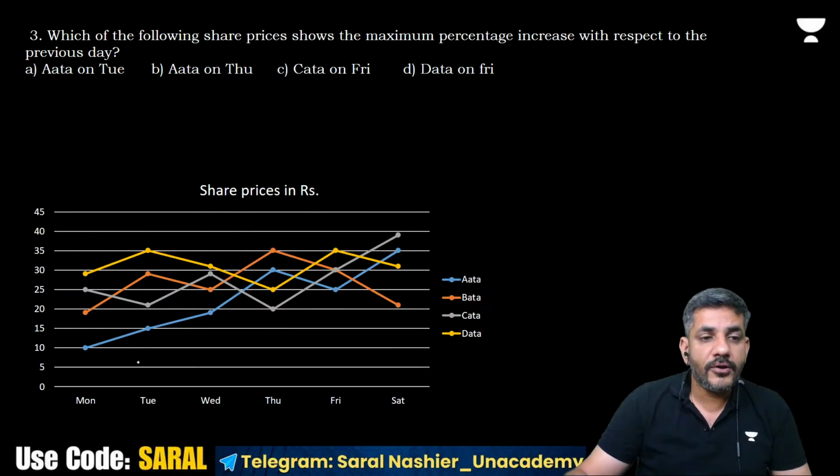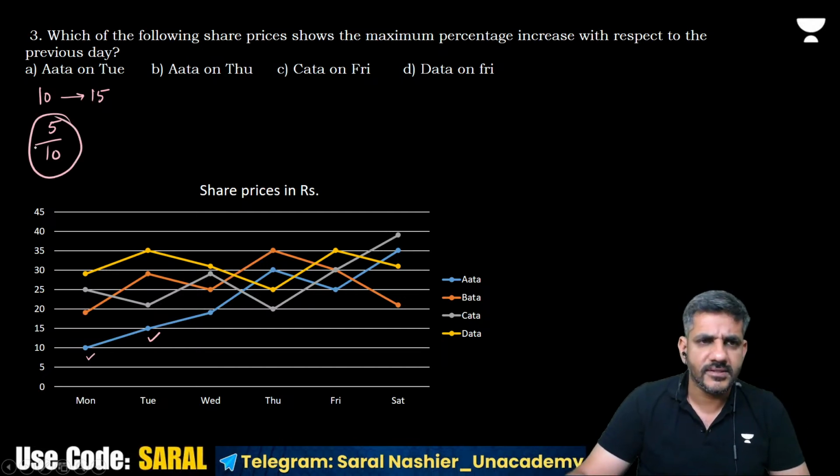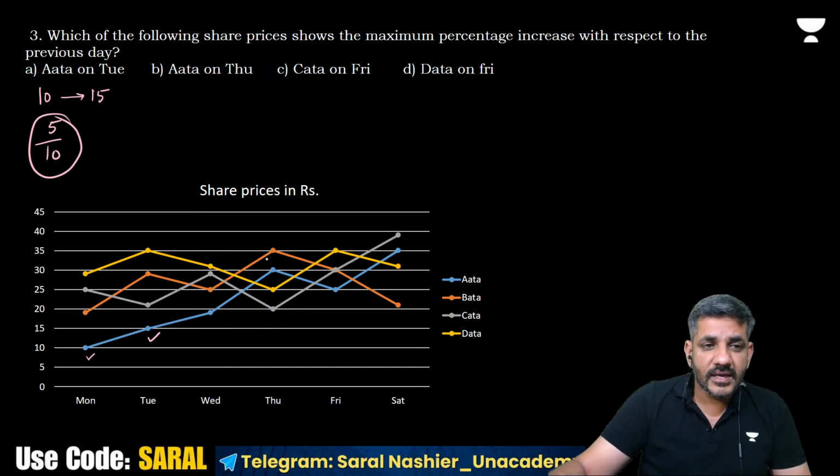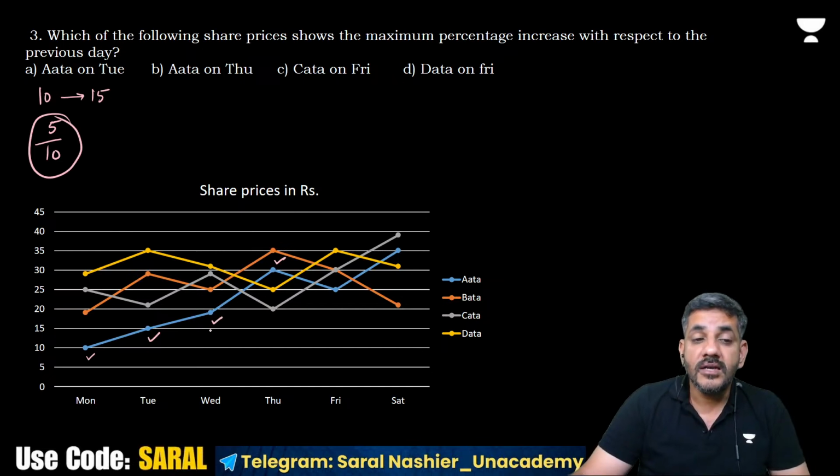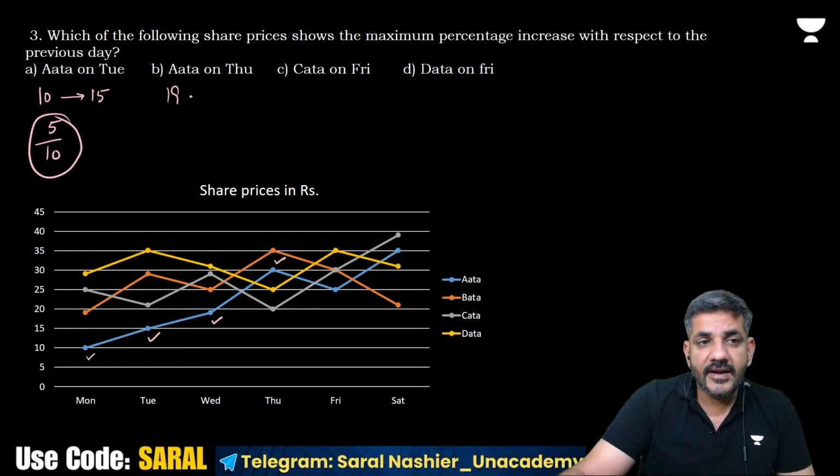So atta on Tuesday, the price of atta on Tuesday is 15. The previous day it was 10. So from 10 to 15, the increase is 5 on a base of 10, or you can say 50%, easily visible. Then I talk about atta on Thursday. On Thursday, atta is equal to 30, and on the previous day it was 19. Just pay attention. It was 19 to 30. So from 19 to 30, that means there is an increase of 11 on a base of 19.